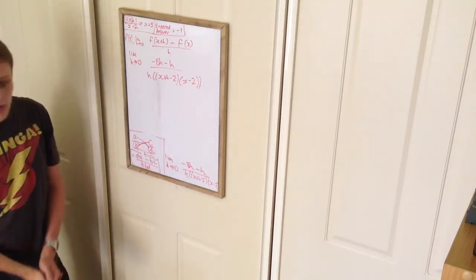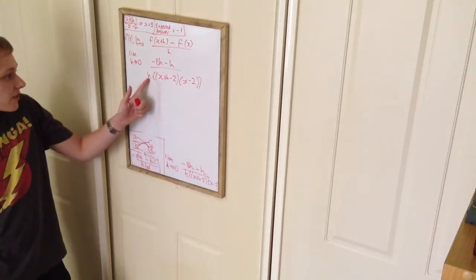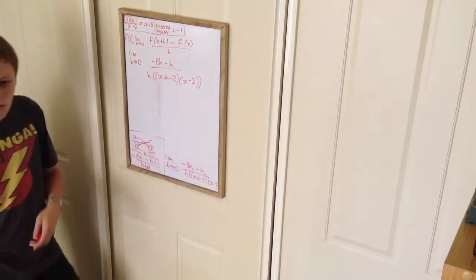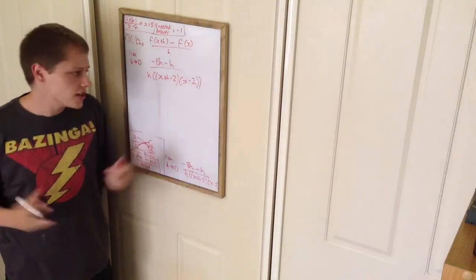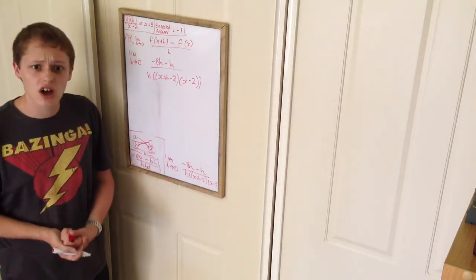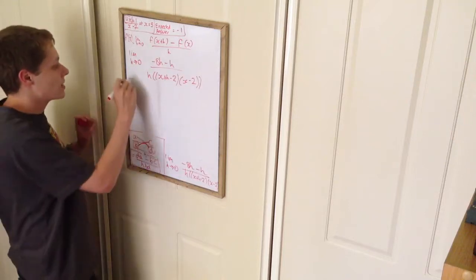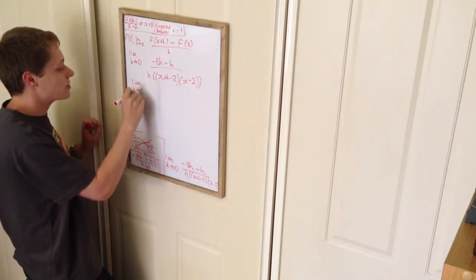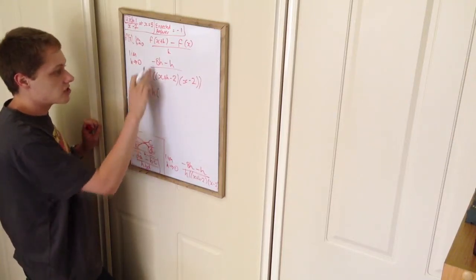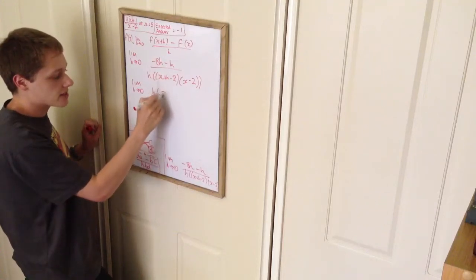Excellent. So what are we going to do now? Well, we have an h at the front here, and we have, in our numerator, 2 terms that both have h in them. I reckon we should isolate the h and cancel it. So let's go ahead and do that. So the limit as h approaches 0 is h lots of, and then we fill in the gaps, negative 8.